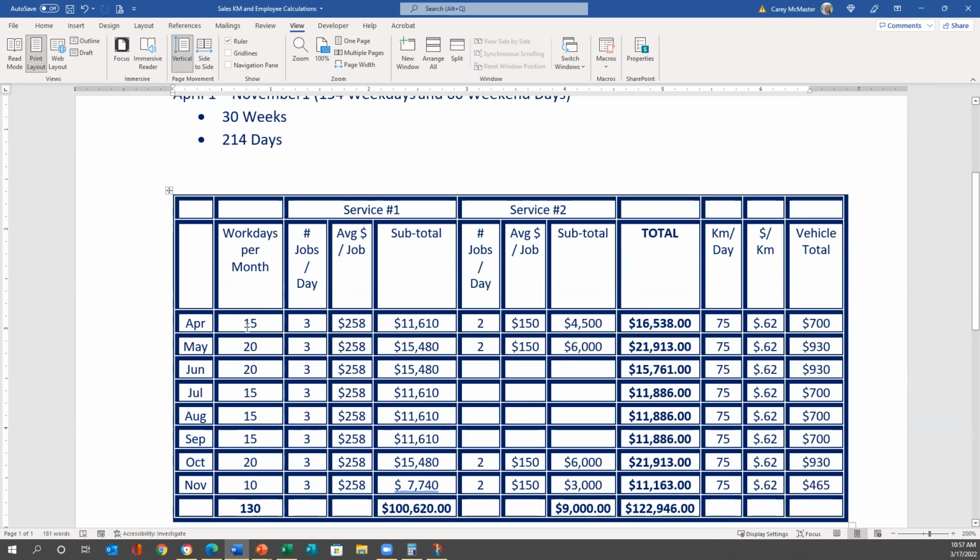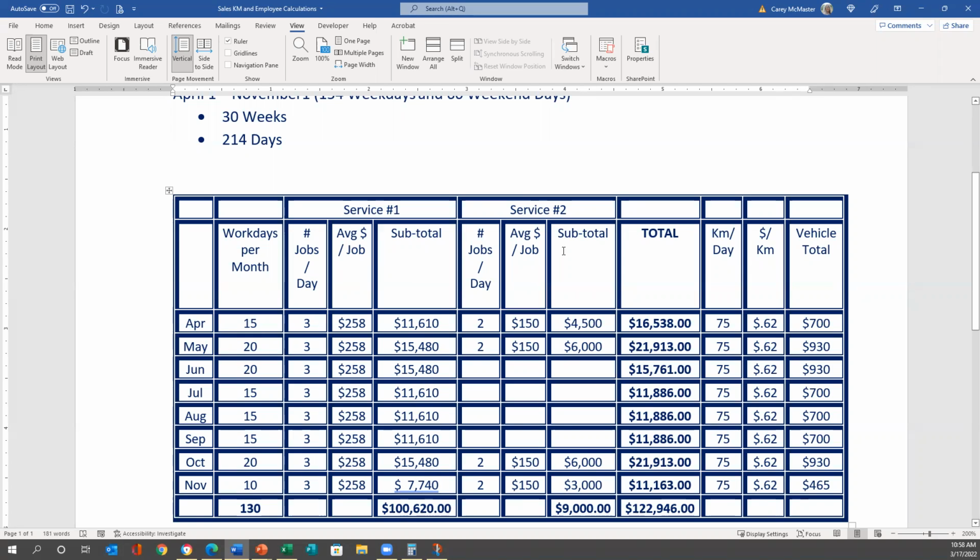And this is based on rain dates in Ontario for each month. So I anticipate these are the days that I can work each month. I anticipate, based on experience, that I can do 3 jobs a day. And I also know that the average job, based on research and experience, is $258 per year. So this is for the one service. So this is what the sales translate per month.